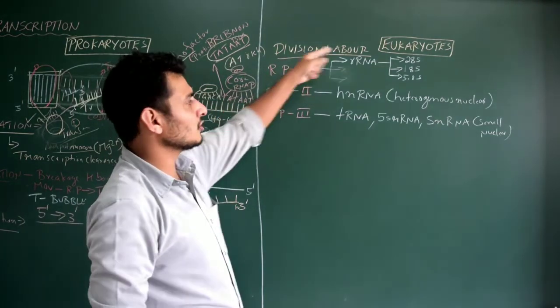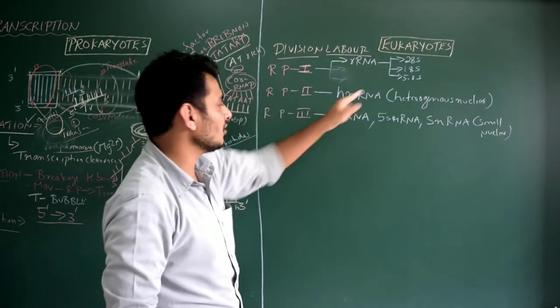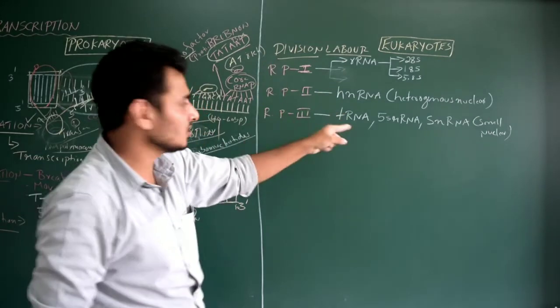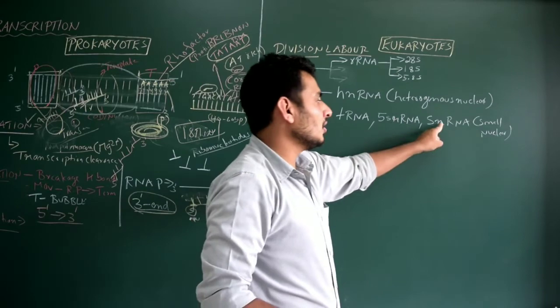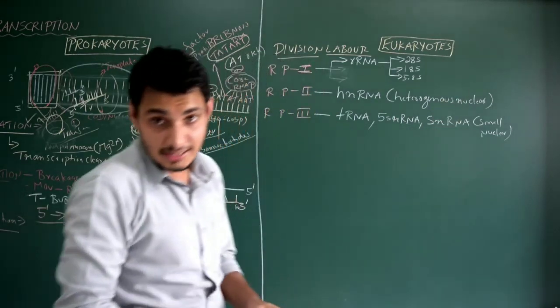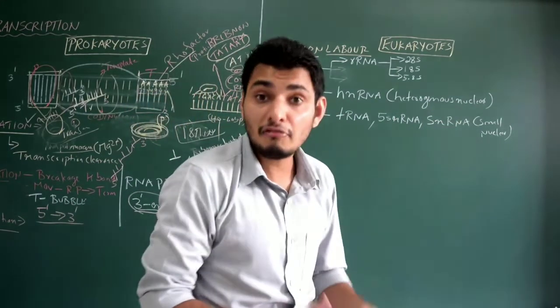RNA polymerase 1, what is the function? RNA polymerase 2, what is the function? RNA polymerase 3, what is the function? See, tRNA, 5S rRNA, small nuclear RNA. You got it? That's what I said in my previous session. There are millions of RNAs.